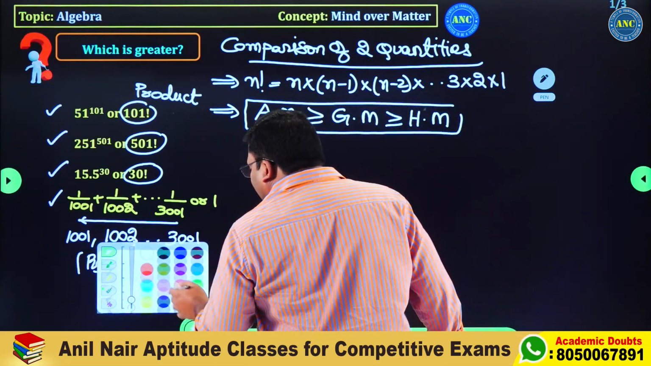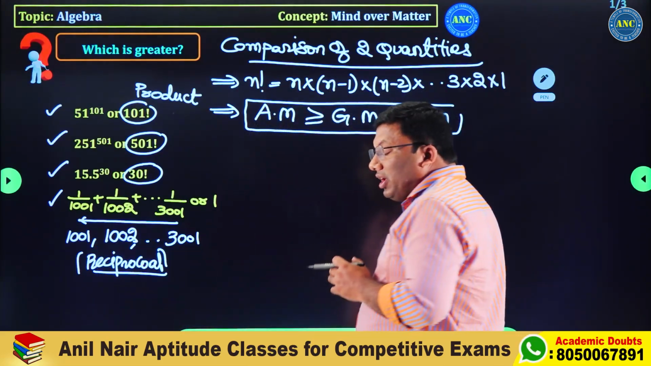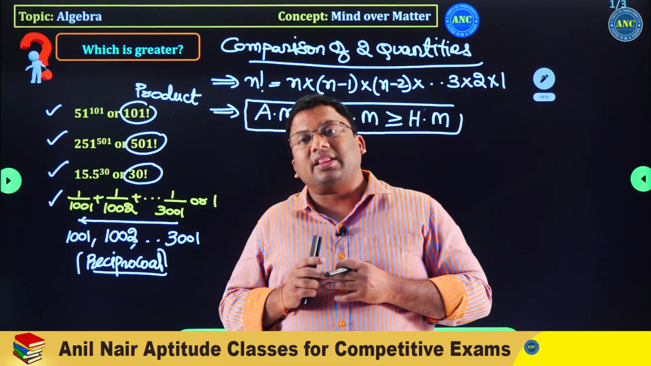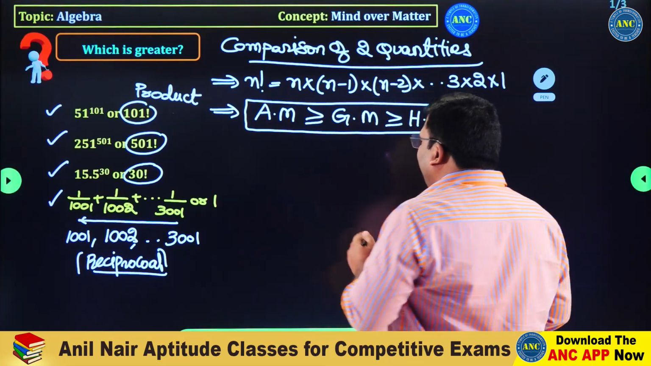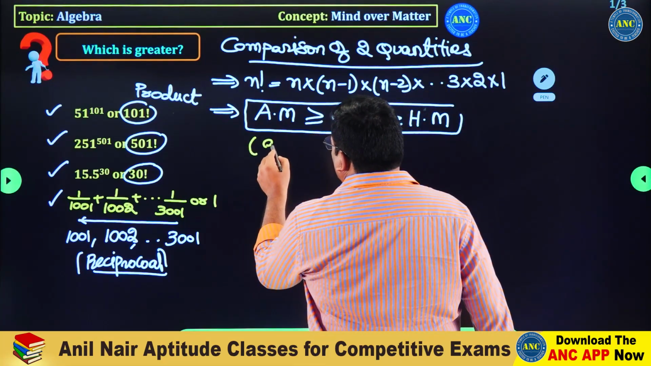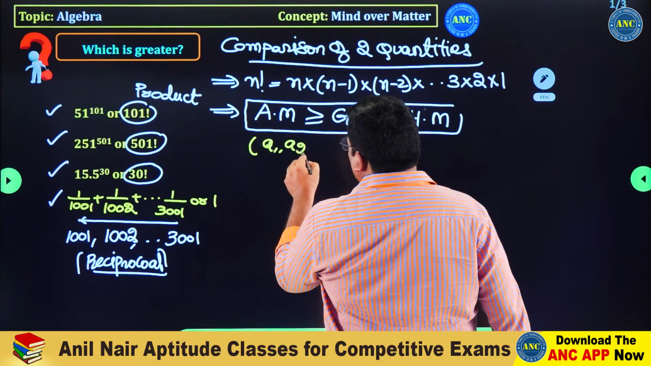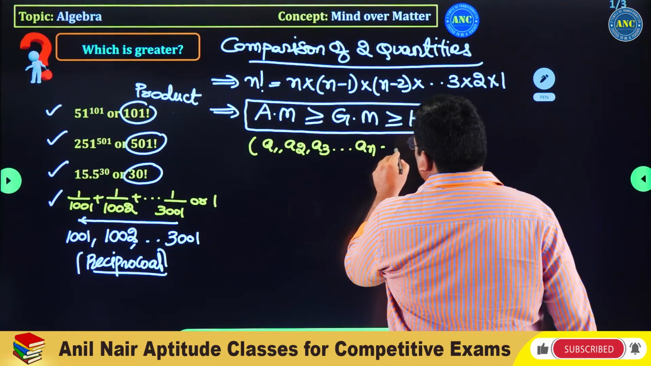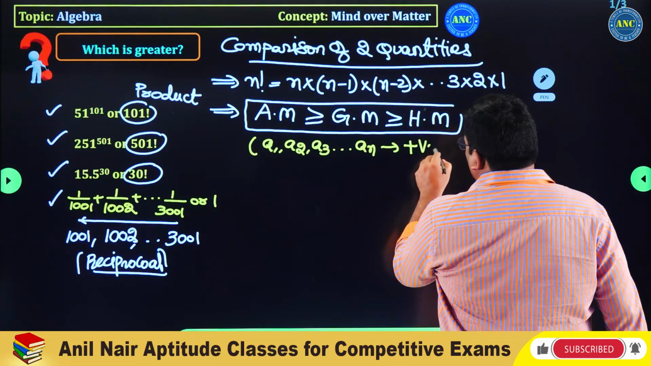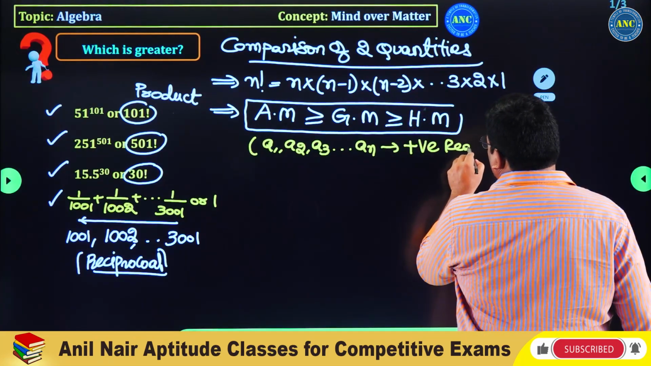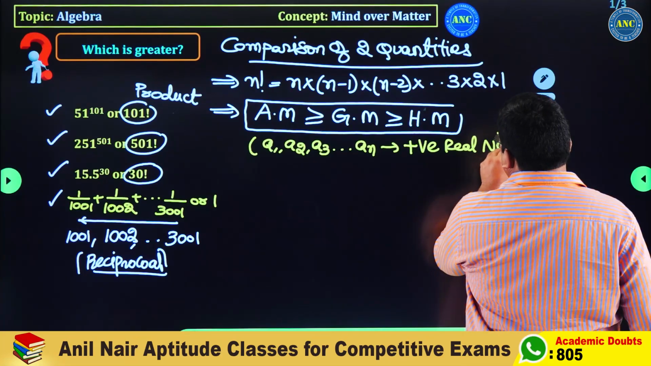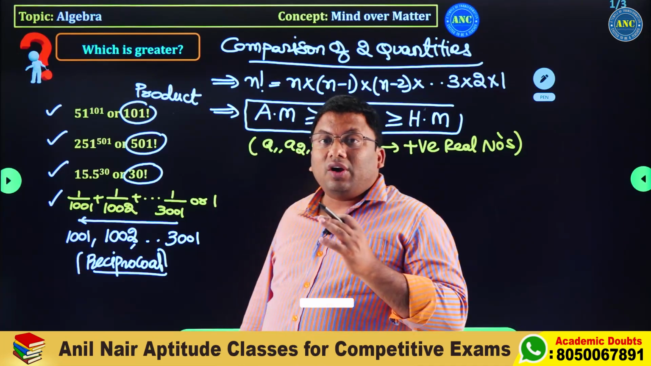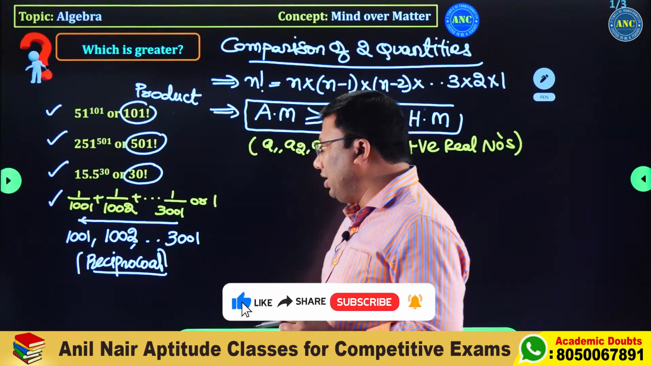First let us define. This relationship of AM greater than or equal to GM greater than or equal to HM holds good for positive real numbers A1, A2, A3 and so on up to AN. This relationship always holds good for positive real numbers.